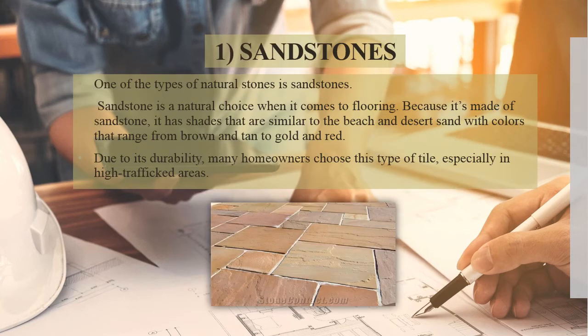One of the types of natural stone is sandstones. Sandstone is a natural choice when it comes to flooring because it's made of sand. It has shades that are similar to the beach and desert sands, with colors that range from browns to gold and red. Due to its durability, many homeowners choose these types of tiles, especially in high traffic areas.